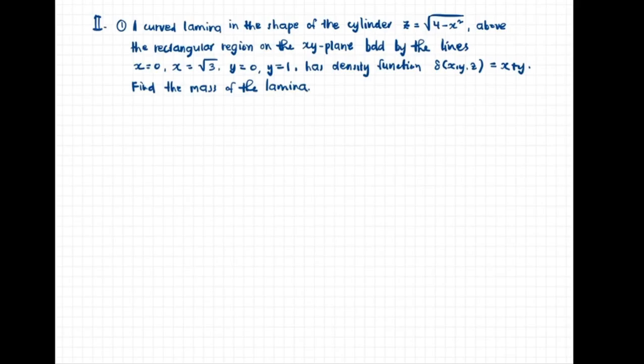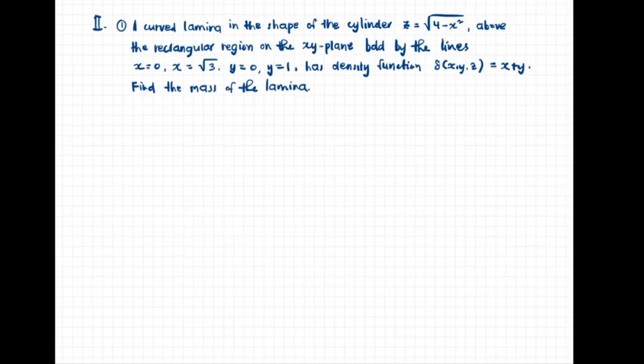So to continue, we have two examples left. For our second to the last example, let's take a look at the following. A curved lamina in the shape of the cylinder z equals square root of 4 minus x squared above the rectangular region on the xy plane bounded by the lines x equals 0, x equals square root of 3, y equals 0, and y equals 1 has density function delta equal to x plus y. We're asked now to find the mass of the lamina.